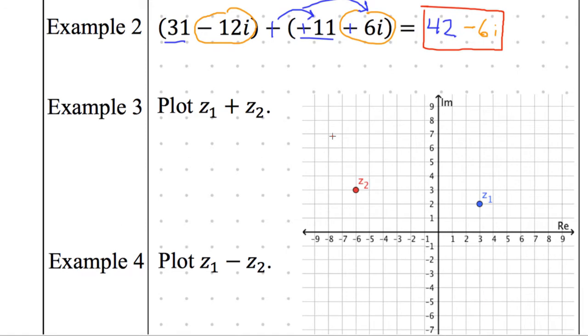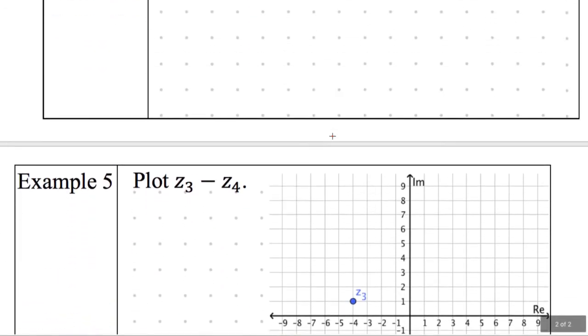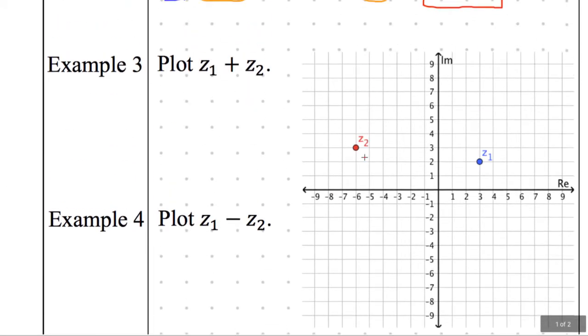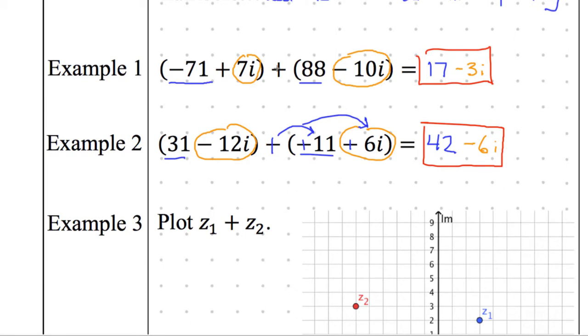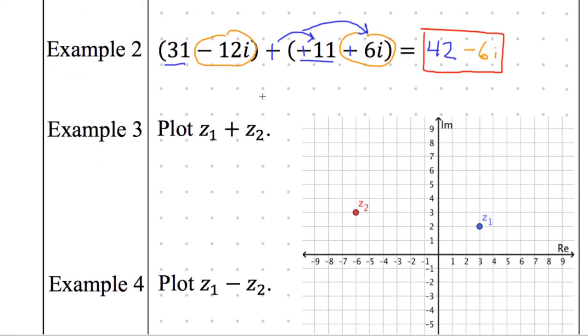Let's look at example 3, 4, and then we'll have 5 and 6 on the back. For example 3 and 4, we're going to plot them on the same graph. So how do I do addition on a graph? Addition on a graph, I'm doing the same thing that I did in example 1 and in example 2, but the key part here is they don't tell you exactly what the number is. You have to get that information by yourself.